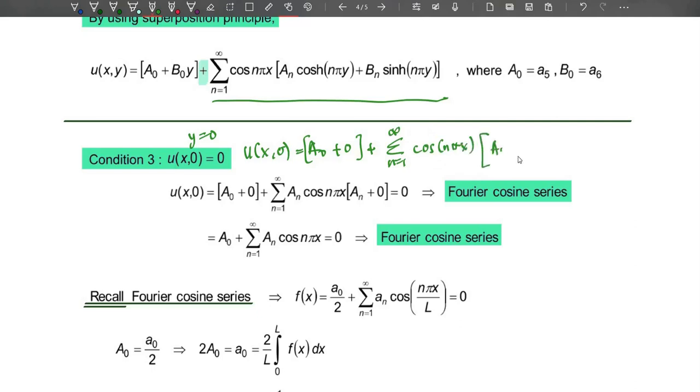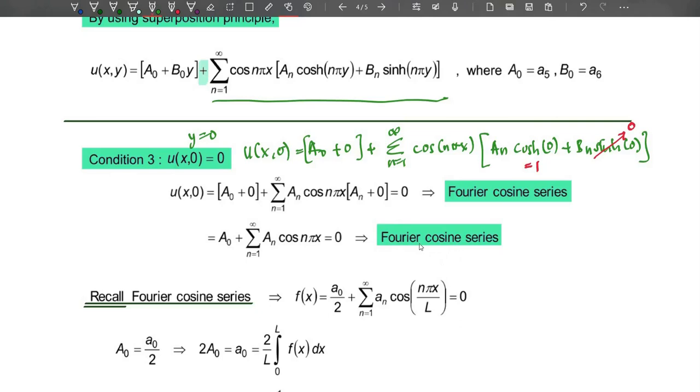Open the bracket: An cos hyperbolic 0, plus Bn sin hyperbolic 0. Sin hyperbolic 0 is equal to 0 and cos hyperbolic 0 is equal to 1. Therefore, we have this equation here. That means A0 plus the summation n from 1 to infinity A_n cos n pi x equal to 0, which is a Fourier cosine series.